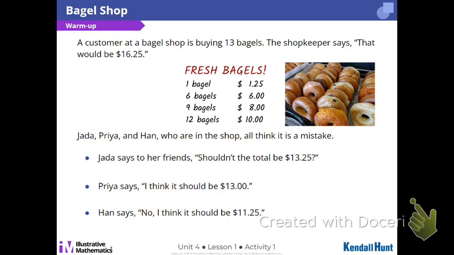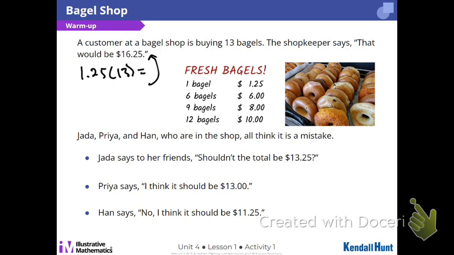What did the shopkeeper do, Spencer? Okay, Asher? They did the one bagel payment times 13. Yeah. They said each bagel, $1.25. You owe me $16.25.